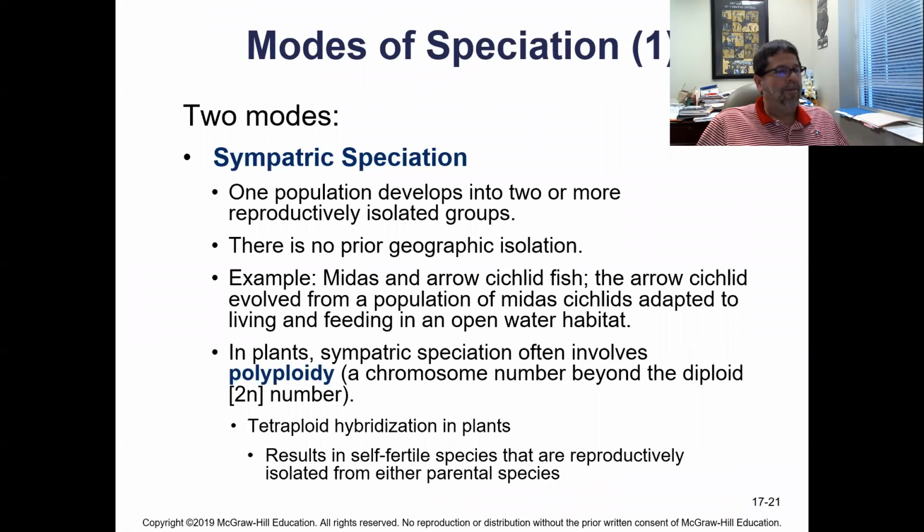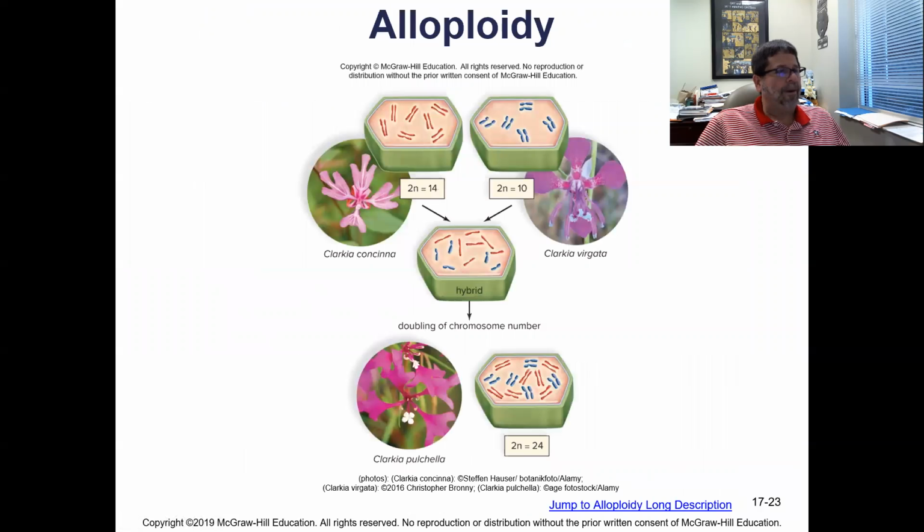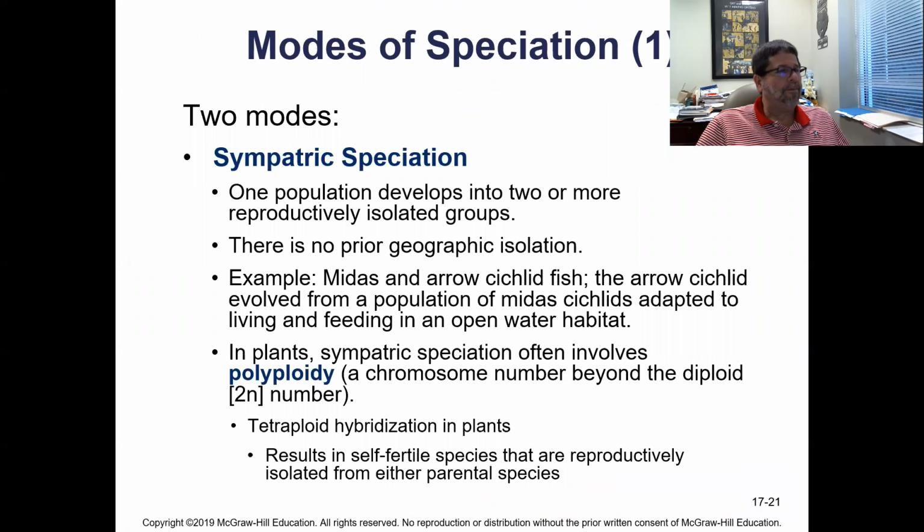Sympatric is when you have evolution, speciation, with them living in the same geographical area. There is no geographical isolation, okay? And one of the examples of this is the Midas cichlid fish. The cichlids evolved from a population of these cichlids adapted to living and feeding in an open water habitat, okay? And so you've got a picture of those coming up in a minute. I thought we had a picture of that. It's in the book, sorry.